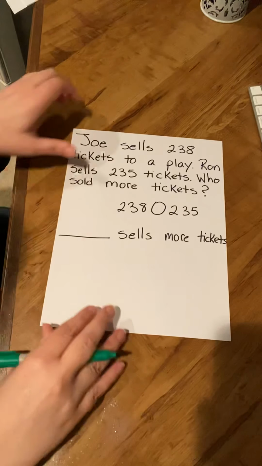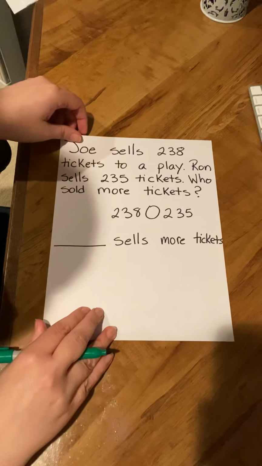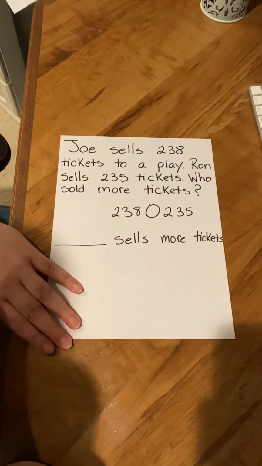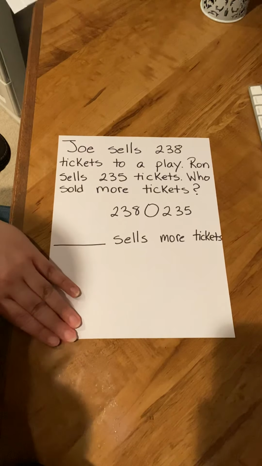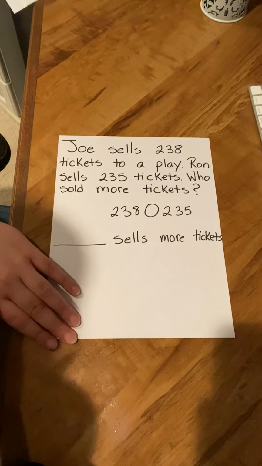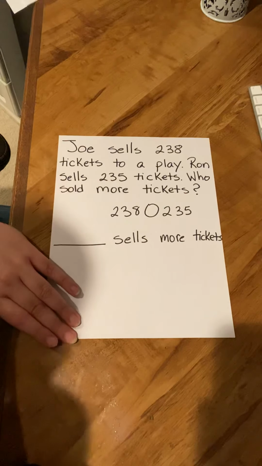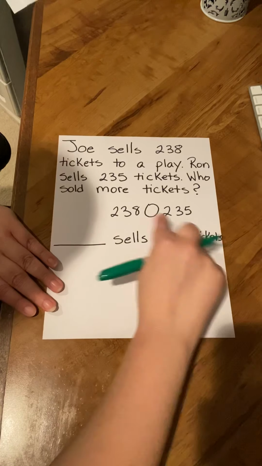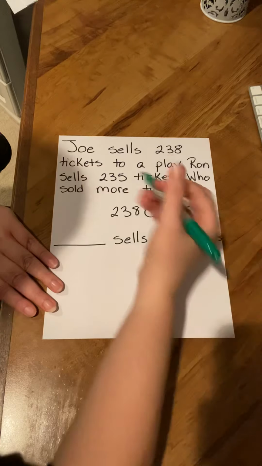Let's take a look here. Here's a word problem for us. Joe sells 238 tickets to a play. Ron sells 235 tickets. Who sold more tickets? All right, I have 238 and 235. I want to compare these two numbers.